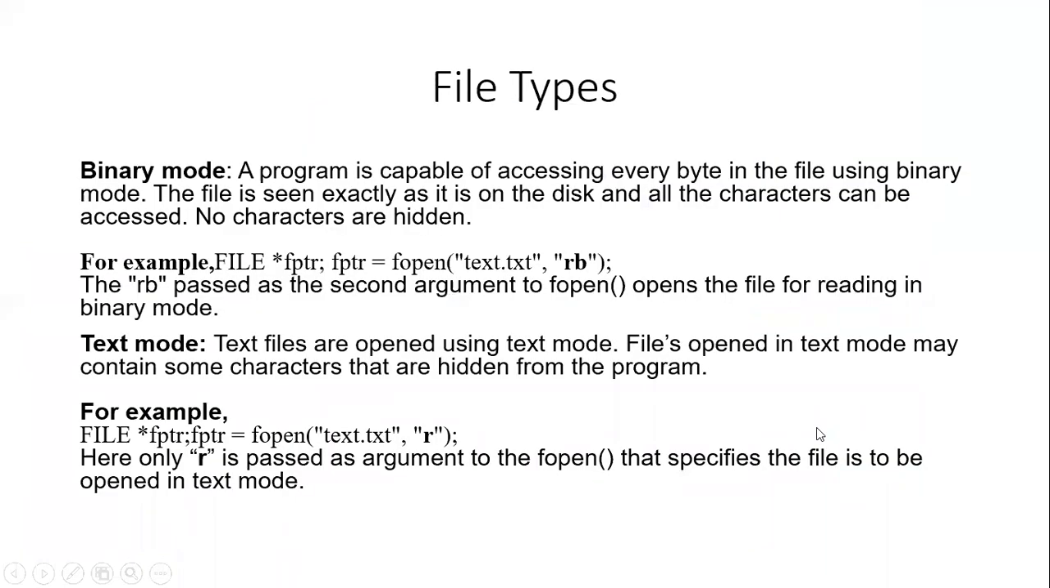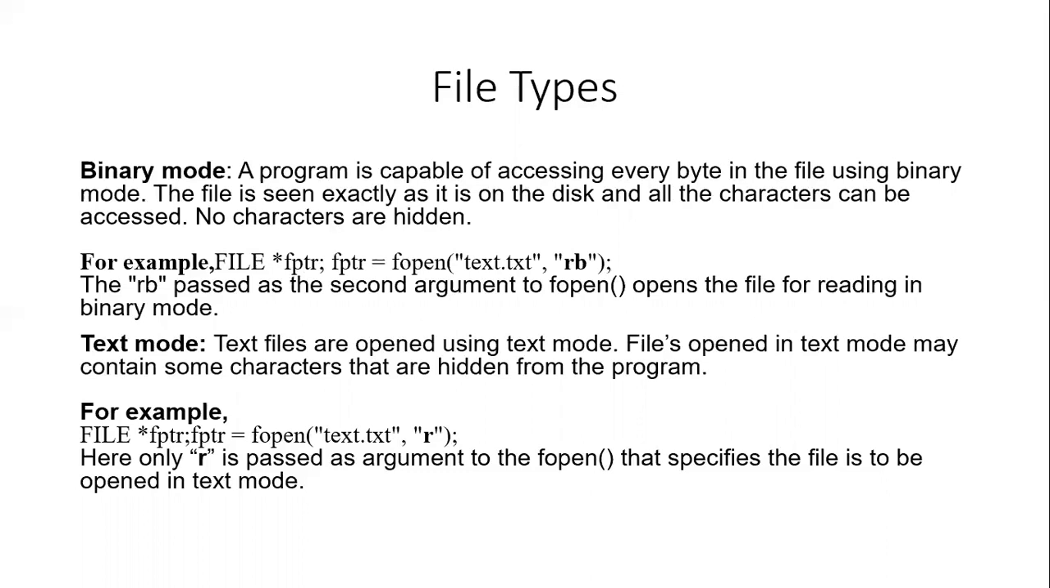File types. You can open a file in two modes. One is known as binary mode and one is known as text mode. The file is opened in binary mode when you want to apply operations on individual bytes stored on the disk, or the individual bits that are stored on the disk. The file is opened exactly the way it is stored on the disk. So you are able to process and see the characters which are not visible when you see the file on the screen.